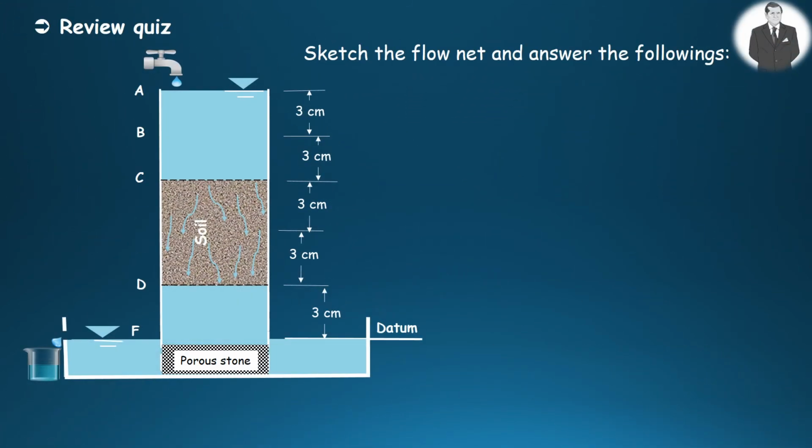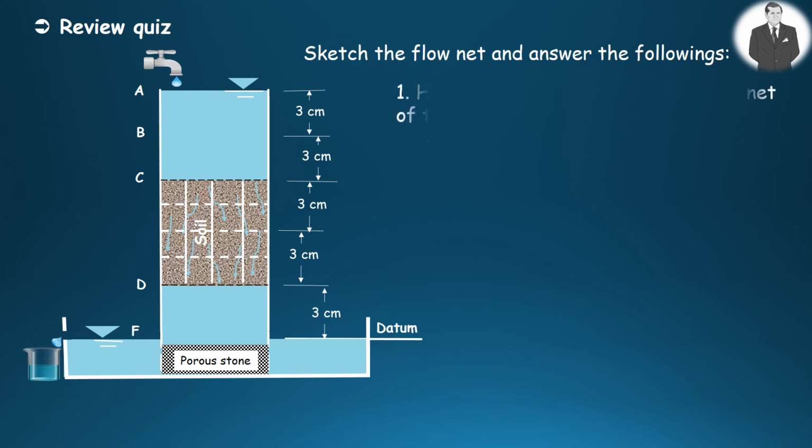Let's take a quiz to recap what we have learned so far. Sketch the flow net for the soil mass given in the figure here and answer the questions. Shall we sketch the flow net together? Okay, then we start with flow lines and then equipotential lines. Make sure that equipotential lines intersect flow lines at right angles, forming near square areas.